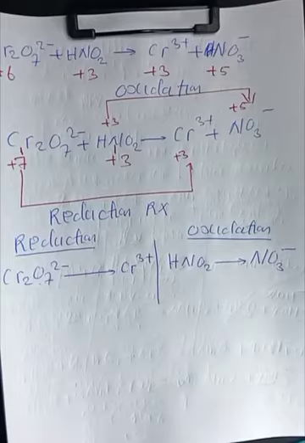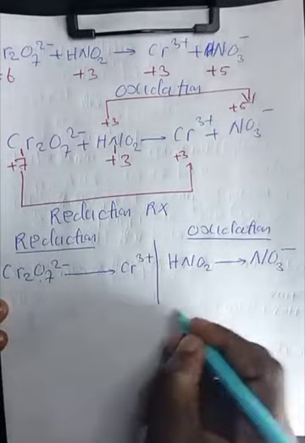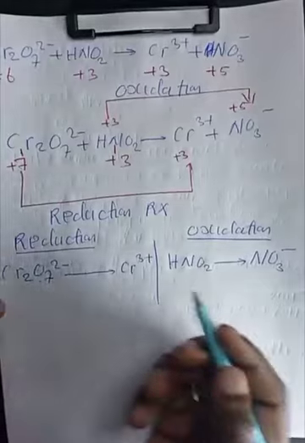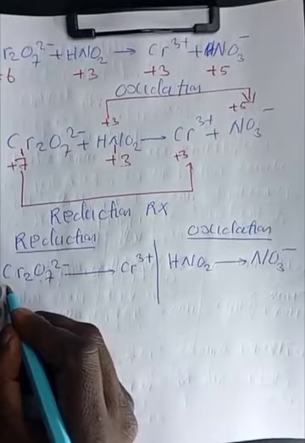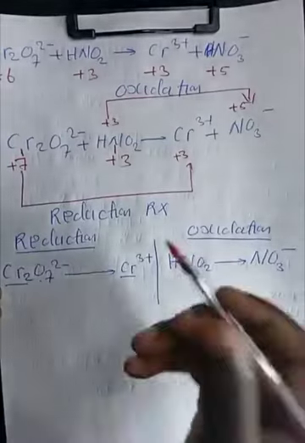So remember what I said, you have to balance all the elements except oxygen and hydrogen. So if you check here, we have 2 chromium on this side and 1 chromium on the other. So we can put a 2 here to balance it up.